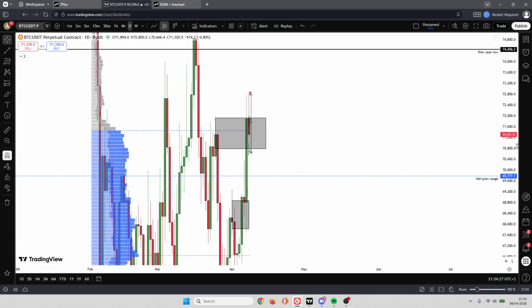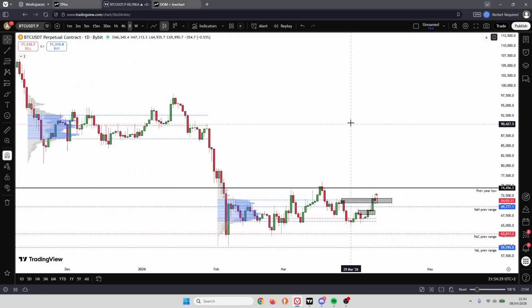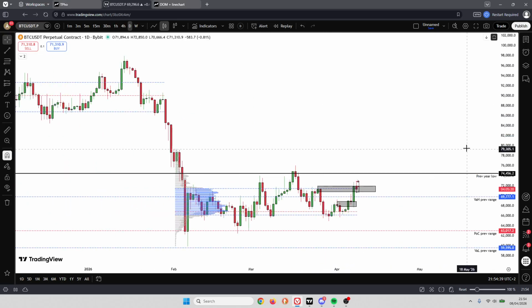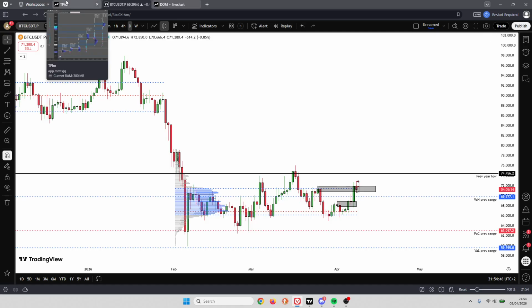So again, my higher time frame bias remains very simple. As long as price is trading in between this, it's a range. We start trading outside, then I'm looking for this to become a trend. Where should the trend get to? 80K. Now let's go to the TPO chart.